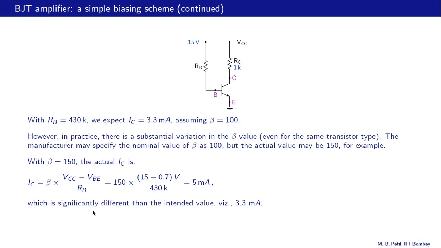Now this current is significantly different, obviously, from the intended value, which is 3.3 milliamps. So we designed the circuit for a collector current of 3.3 milliamps, but when we hook it up, we might find that the collector current is 5 milliamps, because the transistor beta is not what we expected it to be. So this is a very relevant problem in practice, and certainly we need a biasing scheme which is not so sensitive to the beta value.